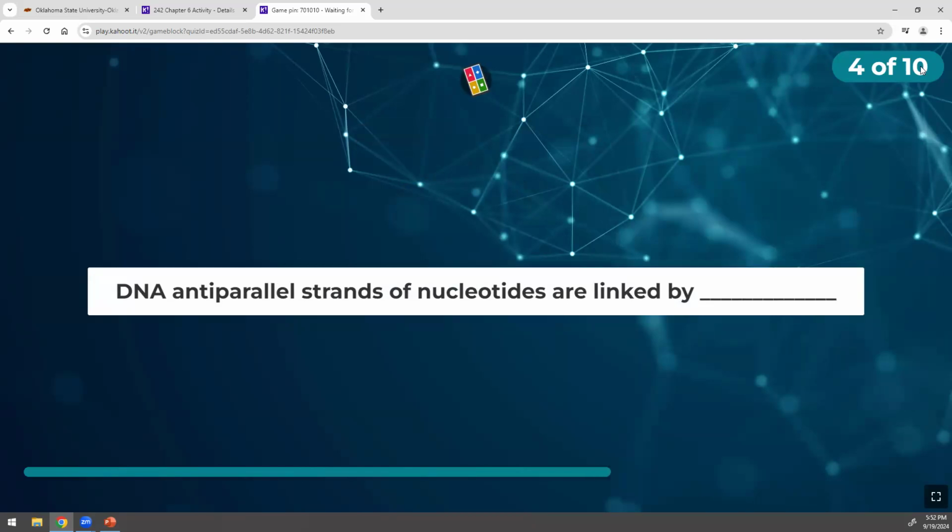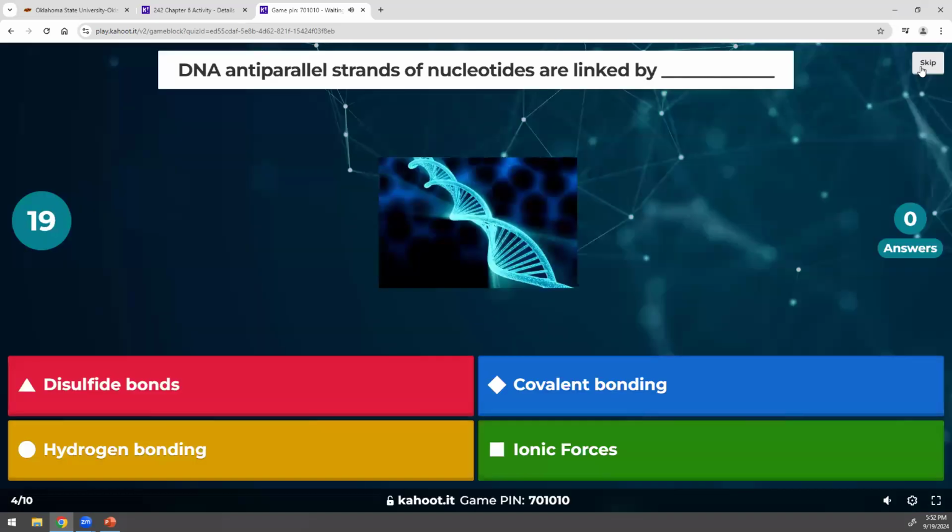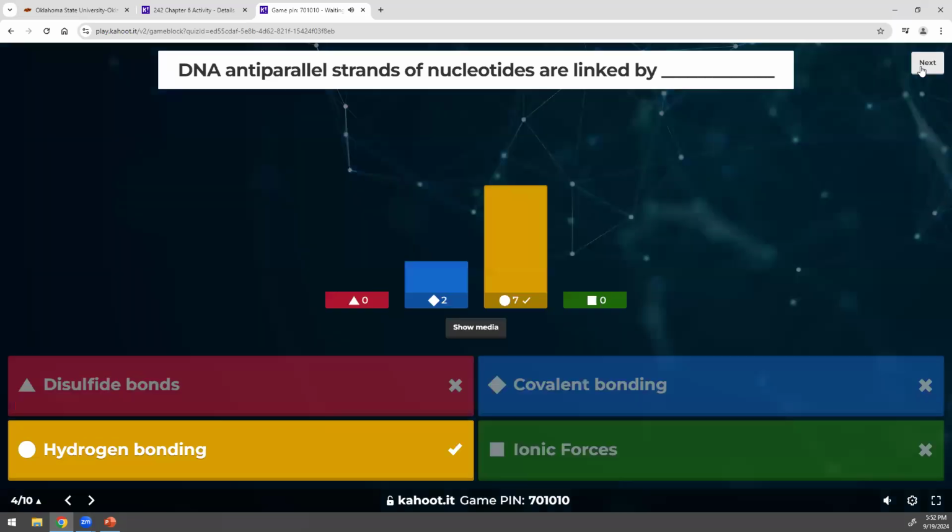Right, the DNA anti-parallel strands of nucleotides. So we're talking about a strand, each strand. How are those strands linked together? All right, so it's going to be hydrogen bonds. Exactly, they're holding the strands together. Of course, our nucleotides are held together in that strand by covalent bonds. Specifically, they're called phosphodiester bonds.